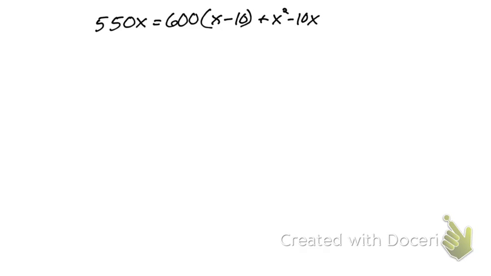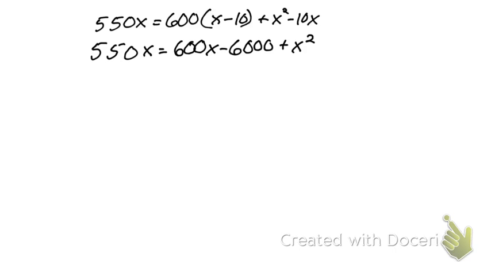All right, so currently I have 550x equals 600 times the quantity x minus 10 plus x squared minus 10x. In this step, I'm going to simplify everything all at once. So I'm going to subtract 550x from both sides. No, I forgot to distribute the 600. Let's do that first. Let's not try to do too much at once. So I have 550x equals 600x minus 6,000 plus x squared minus 10x.